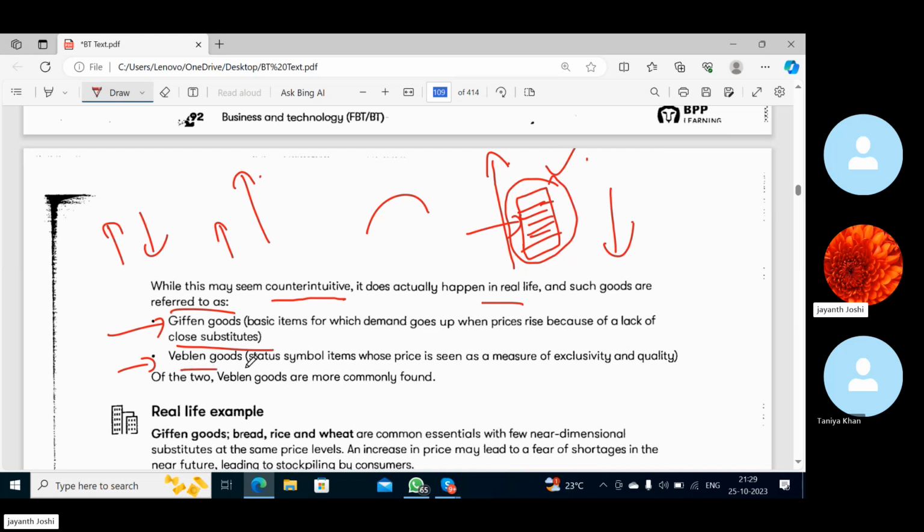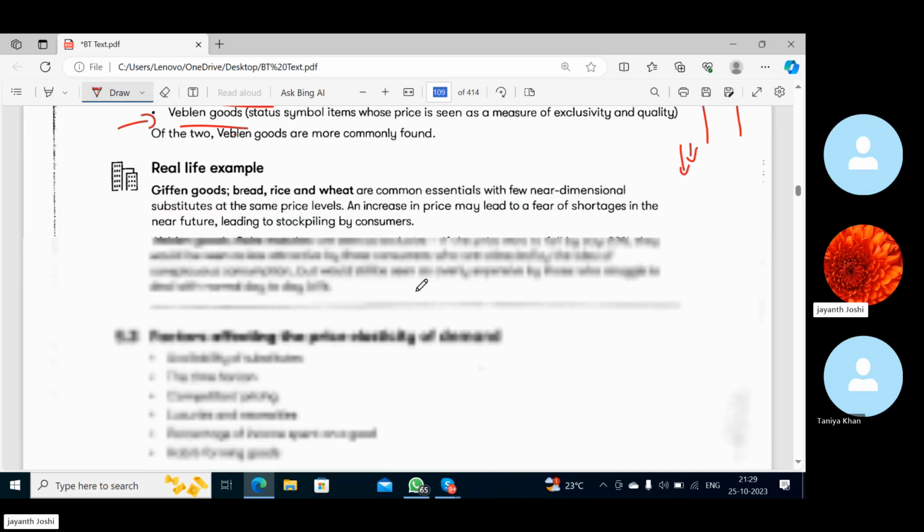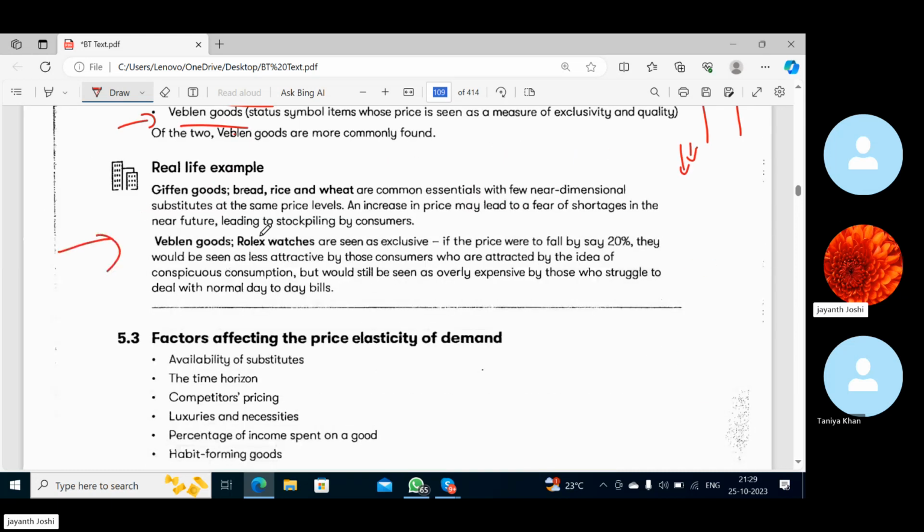And Veblen goods are something like diamonds. The Kohinoor diamond is priceless in the world. The higher the price of diamonds, the higher the demand for diamonds. The lower the price of diamonds, the lower the demand. Just go for this question, please. The same applies to Rolex watches, bread, rice and wheat. Go to this, we will move next.